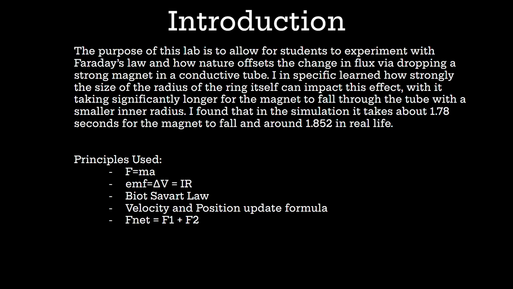I, in specific, learned how strongly the size of the radius of the ring itself can impact this effect, with it taking significantly longer for the magnet to fall through the tube with a smaller inner radius. I also found that in simulation it takes around 1.78 seconds for the magnet to fall, versus in real life it takes about 1.852 seconds, as part of my results.